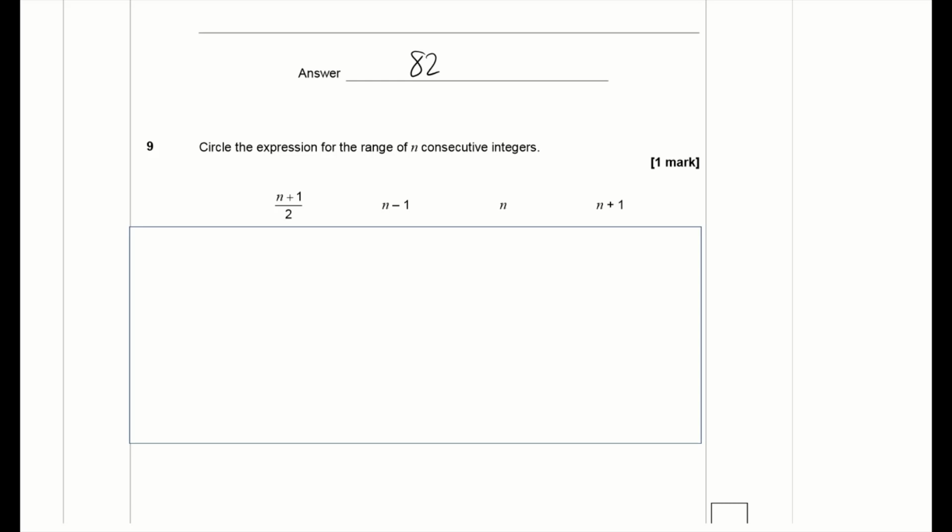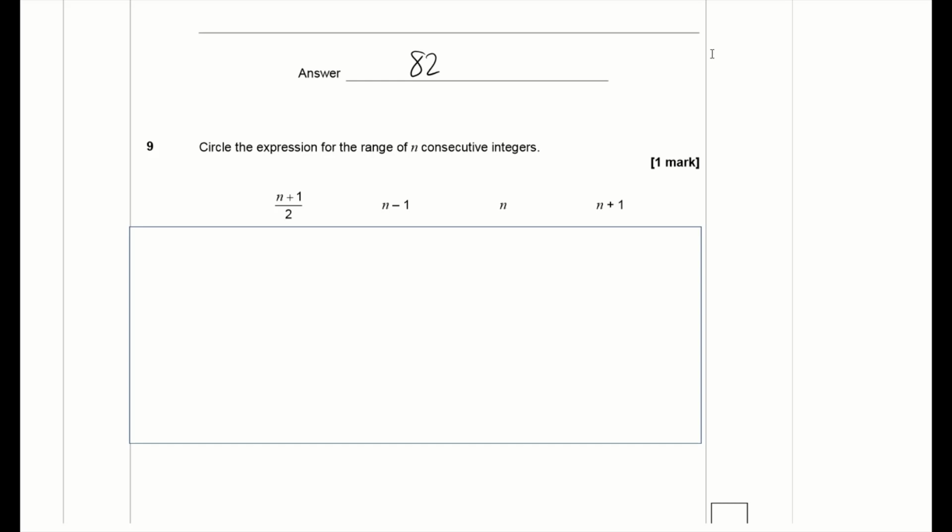Question 9. Circle the expression for the range of n consecutive integers. So n in this case is referring to the number of integers that you've got, not necessarily a particular value, just the number of objects that you've got in the collection. Range means that you've got to find the difference between the upper value and the lower value, and consecutive means that the numbers will come one after another.